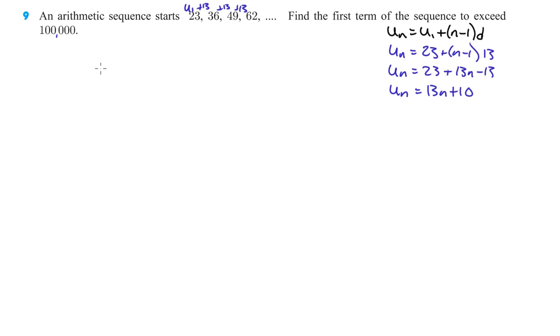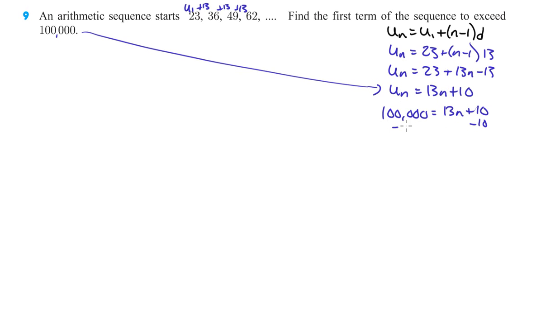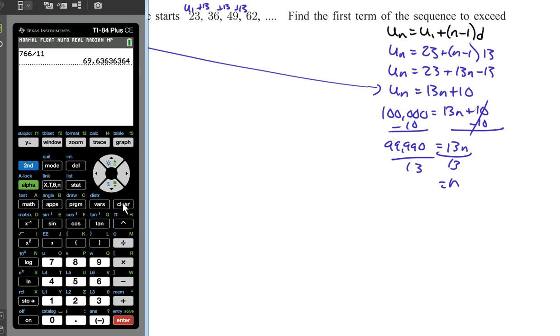So what we want to do is plug in 100,000 into u sub n and see what we get. Not 100,000 in for n, but u sub n. So we're going to want to see when this sequence here is going to reach 100,000. Okay, so subtract 10 from both sides. And we get 13n equals 99,990. Divide both sides by 13 to figure out what our n is.